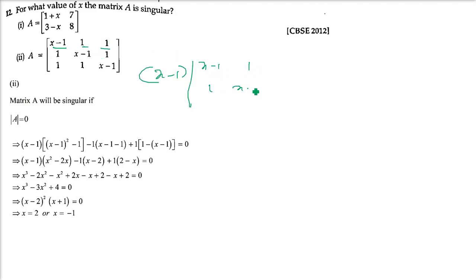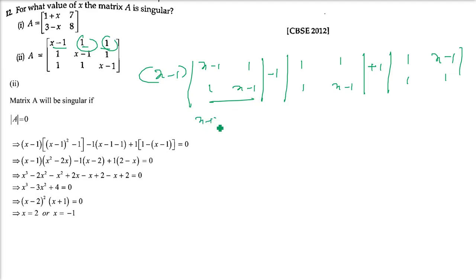So x minus 1, what will come? x minus 1, 1, x minus 1. Minus 1, that will come 1, 1, 1, x minus 1. Then we have the third one, which is again 1 plus 1, and 1, 1, x minus 1, 1. Okay, so let us multiply.